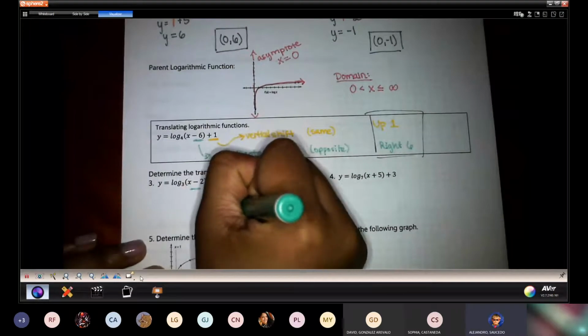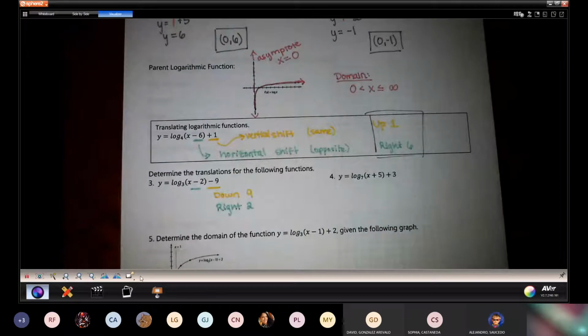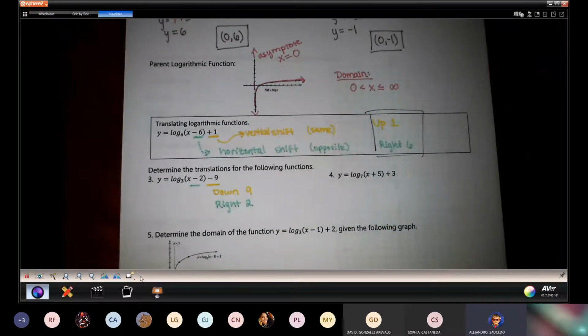What does the log mean? We'll talk about that in a sec, but it's just a type of function. It's like an operation. It's the opposite of exponents, basically. Okay, we'll talk about it though. All right, so y'all go ahead and do number 4 real quick, and then we'll talk about it.